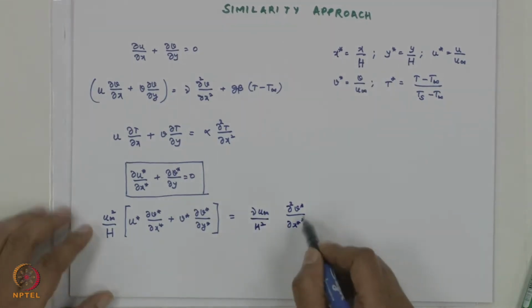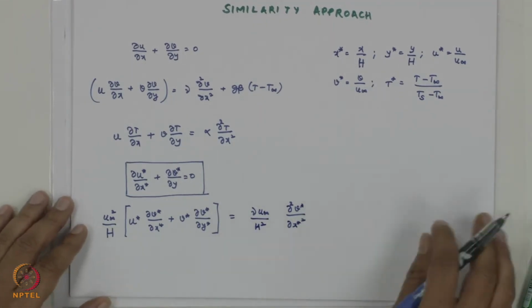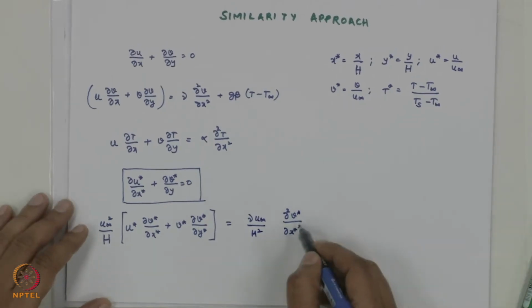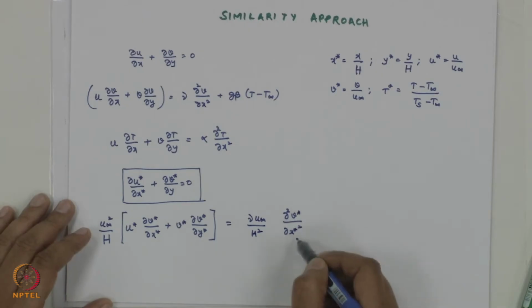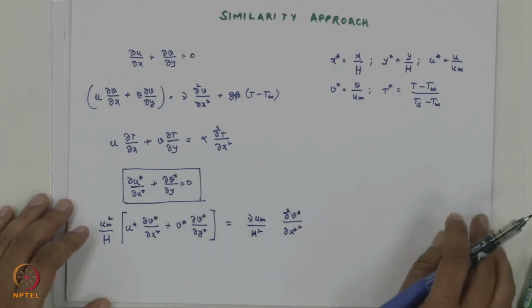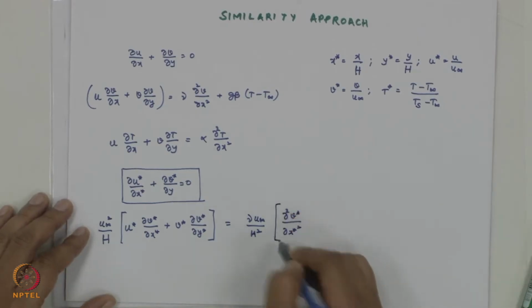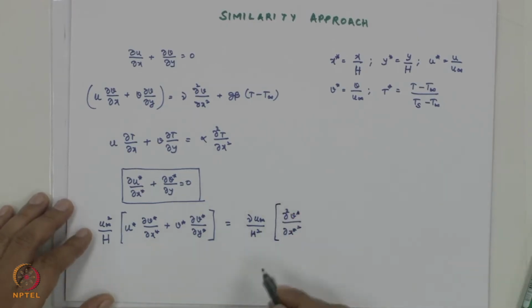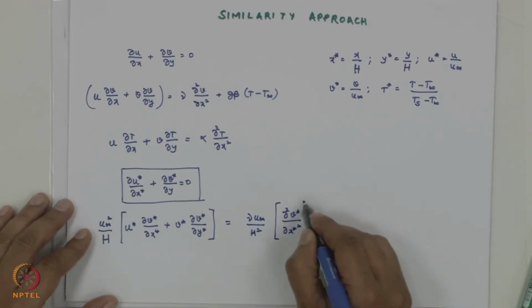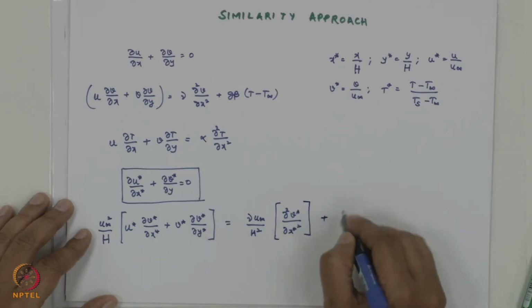Students usually get confused, so I keep asking them what the unit is. They simply say meters per second, so I have to correct it. This is meters per second upon meter squared. That is the unit of this del squared v upon del x squared. So you get nu u infinity by h squared, this is the term, plus g beta.